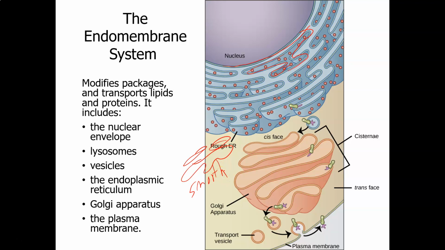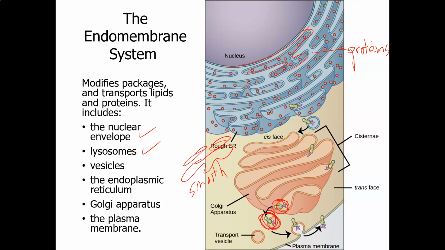And then the Golgi apparatus. The rough ER produces proteins because it has ribosomes attached, and ribosomes make proteins. And those proteins are modified and packaged into a transport vesicle that pinches off from the Golgi apparatus. So the endomembrane system modifies, packages, and transports lipids and proteins. It includes the nuclear envelope. It includes lysosomes because lysosomes are made by this process.